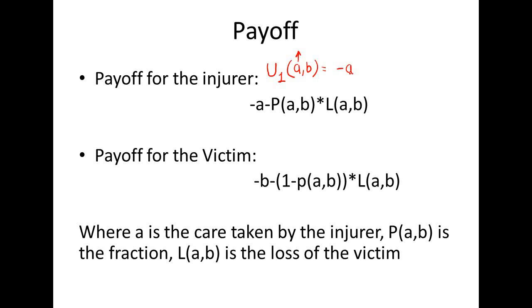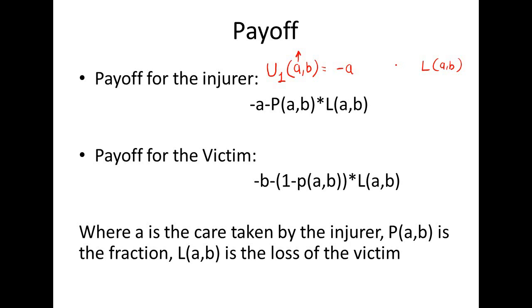Now after that investment, if an accident happens, it means the amount which he invested for the maintenance is not sufficient, right? That's why the accident happened. So if any accident happens after the care of amount a, what will be the loss? The loss will be L(a, b). We know this is the loss function which determines the amount of loss based on the care taken by the injurer and the victim.